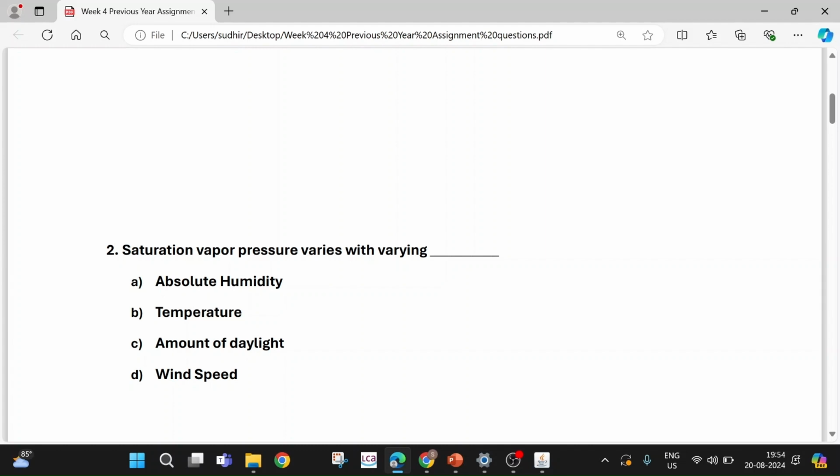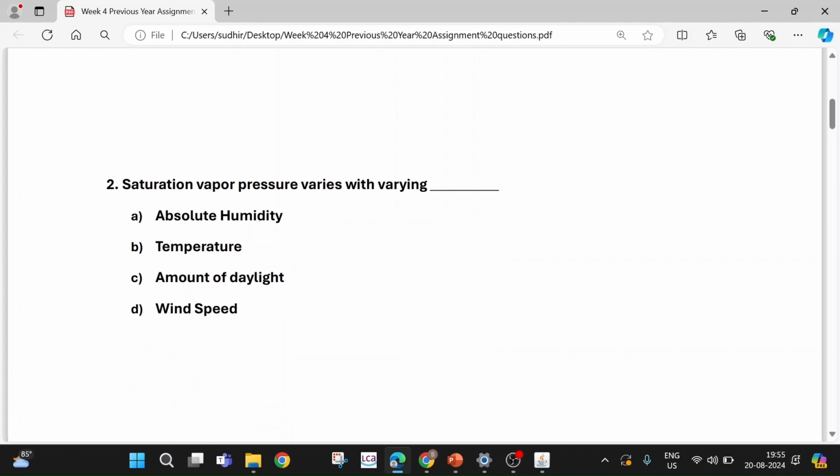So if you had seen that, you would have easily answered this question: the saturation vapor pressure varies with varying what? Anybody want to give an answer now? This question was asked in the previous year. Temperature, sir. Temperature is the correct answer for this one.